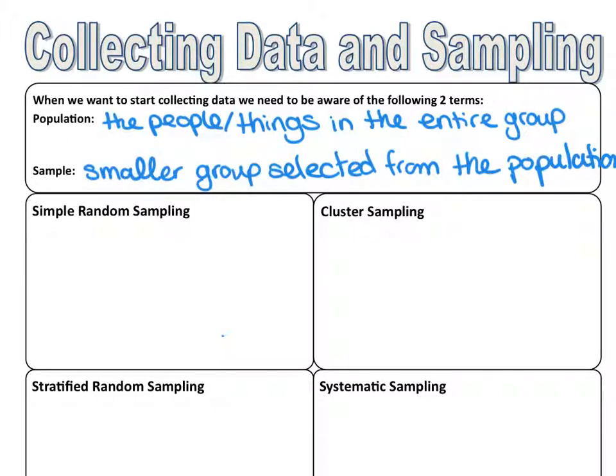Which gets me to the point. There's a couple different ways that you can take that smaller group or decide what that smaller group is going to be. And depending on how you do it may affect the calculations or may affect the data. So we need to keep in mind how it's working. So let's go through some of the sampling techniques and I'll tell you some of the key features of it.